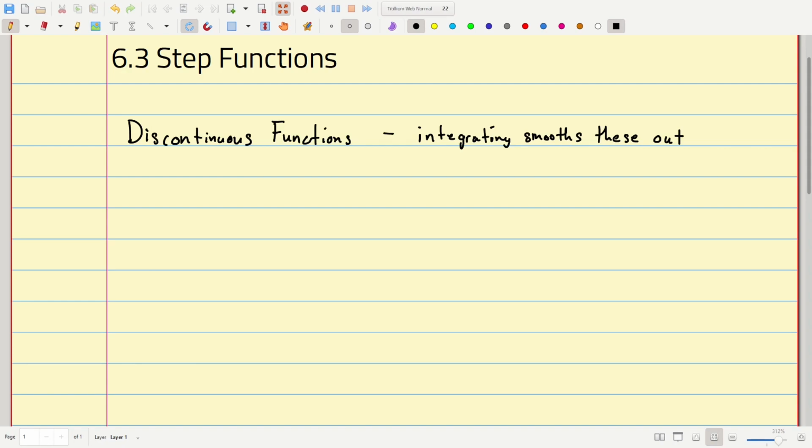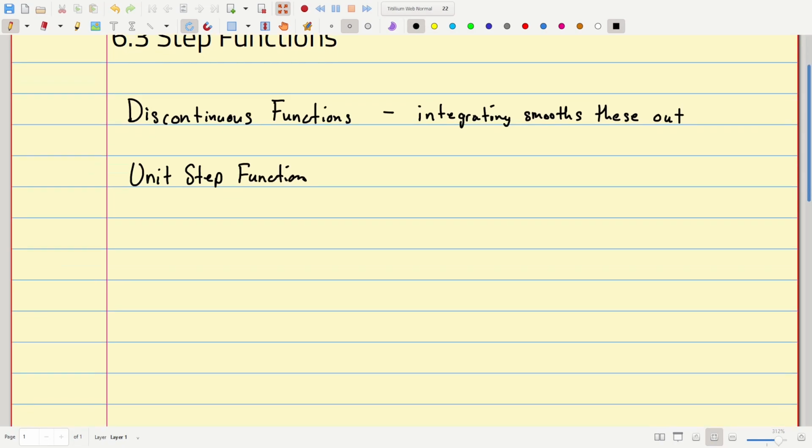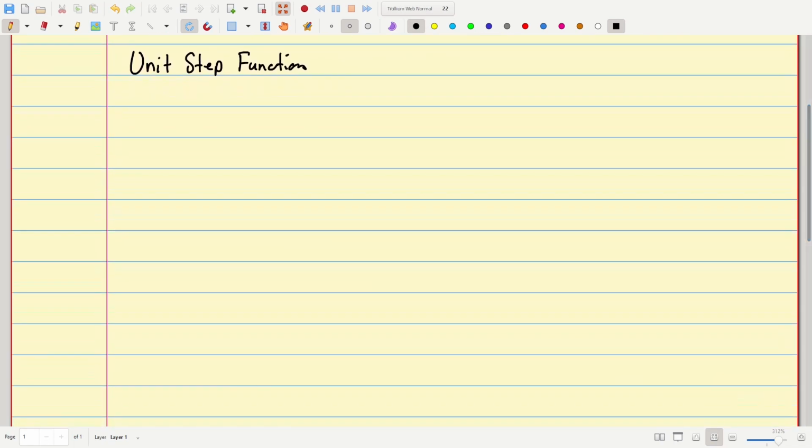The first of those types of examples that we're going to be working with is called the unit step function. The textbook uses the following notation for this function: u sub c. It is a piecewise defined function that is equal to 0 for values of t that are less than c, and 1 for values of t that are greater than or equal to c.